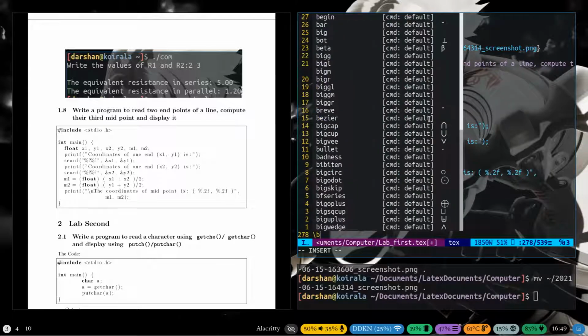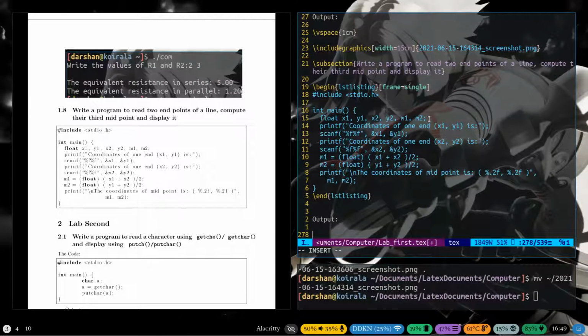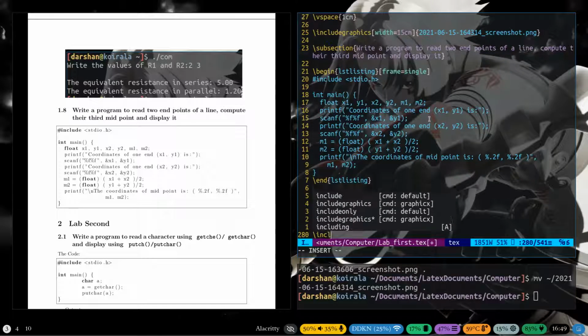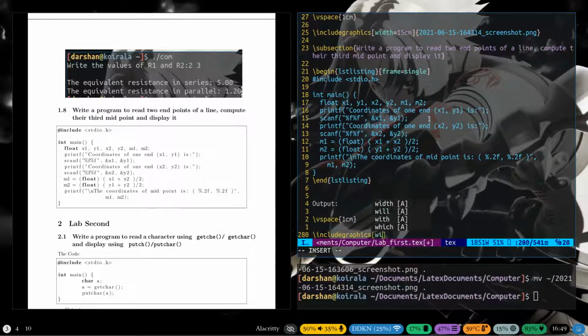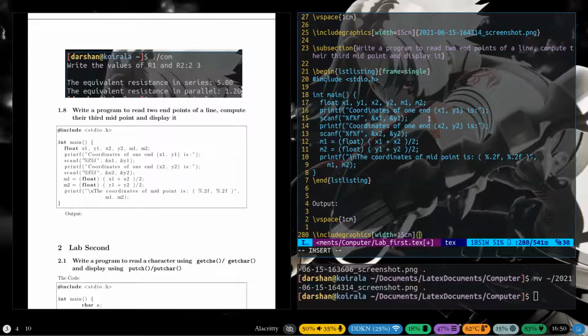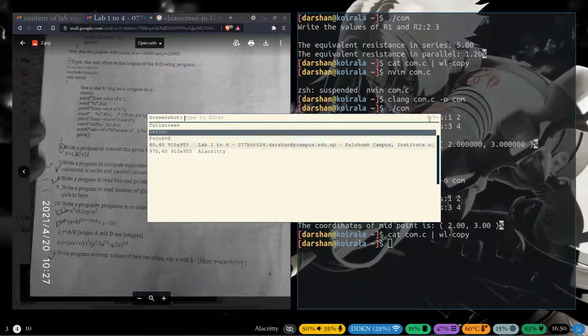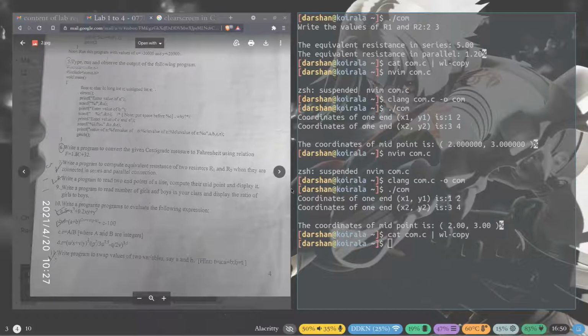Output is what? Begin ship. This space is 1 centimeter. That is the culture. Graphics width is going to be 15 centimeter. I could have made a command that would save me hours of typing this. Yeah, I'll make it after I do this thing. Include graphics. I'm not screenshot it. So I'm gonna screenshot this thing.